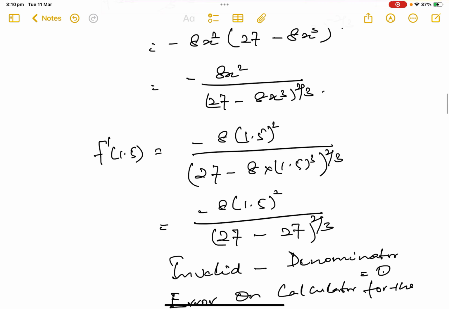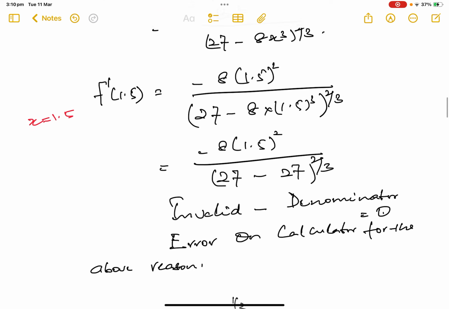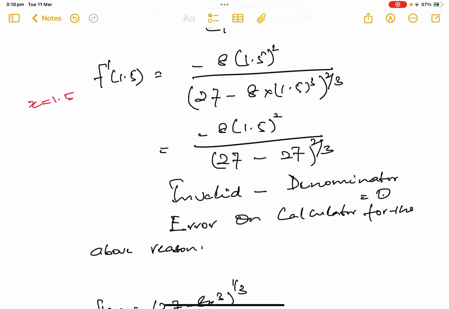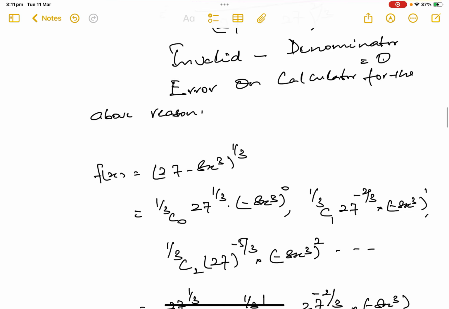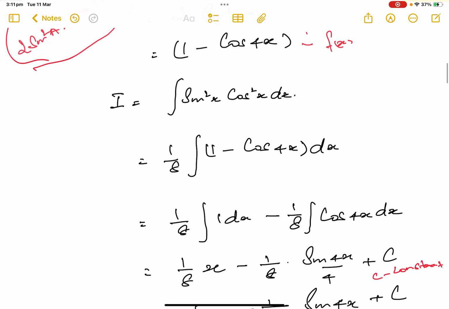And if you apply 1.5 for x, so x equals 1.5, you substitute that, the denominator becomes 0. So therefore, it's invalid. The denominator is 0, and something divided by 0 is infinity. Therefore, the calculator gave an error for the above reason. Right, next part.